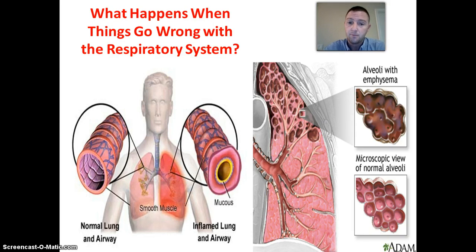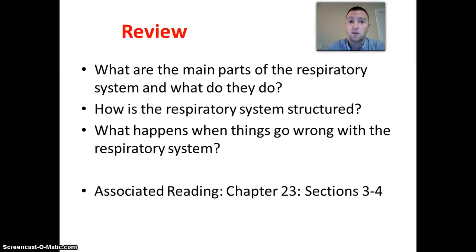All right. Well, that's about it. So just a quick review. You need to know what the main parts are and what they do. In general, what's the idea behind the respiratory system? Why is it structured like that? And we got three examples of some things that can go wrong with the respiratory system.